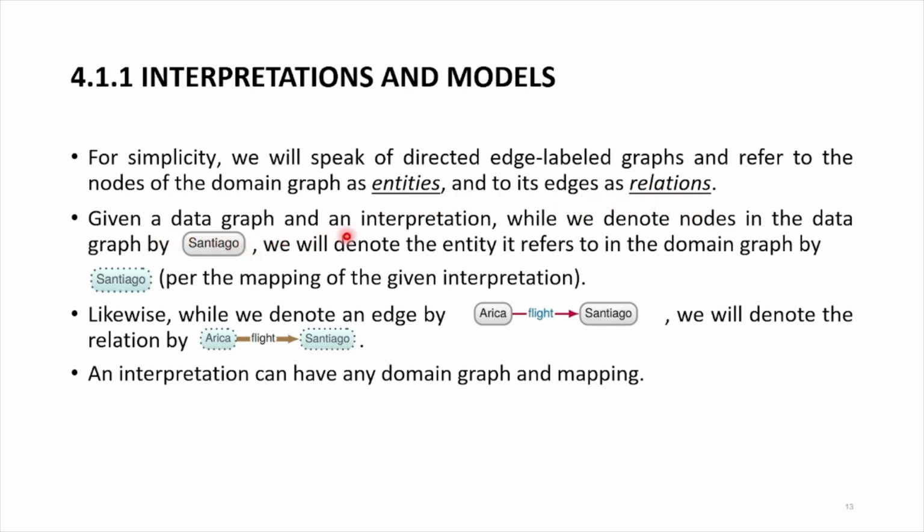Given a data graph and an interpretation, while we denote nodes in the data graph by this pattern, we will denote the entity it refers to in the domain graph by this pattern, per the mapping of the given interpretation. Likewise, while we denote an edge by this pattern, we will denote the relation by this pattern. In this abstract notion of an interpretation, we don't require that San Diego or Arica be the real-world cities, nor even that the domain graph contain real-world entities and relations. An interpretation can have any domain graph and mapping.